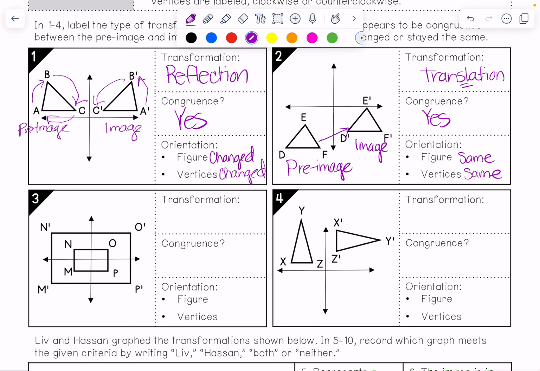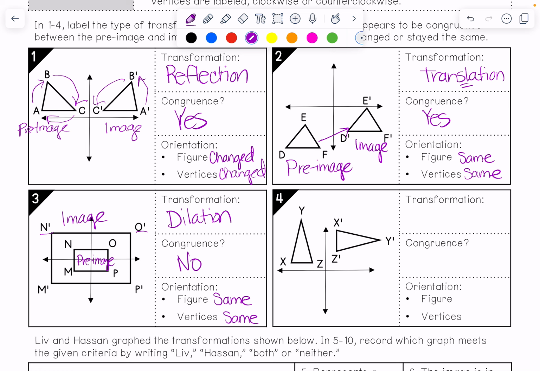On this transformation, we have two rectangles. The smaller rectangle is the pre-image, and then we have our primes. Okay, so rectangle M prime, N prime, O prime, P prime. That's our image. And so this transformation, notice the size of our figure changed, and so this is called a dilation. And so these two rectangles are no longer congruent. They are the same shape, but they are no longer the same size. Now, if we look at the orientation, the figure is still facing the same direction, and the vertices are also ordered in the same direction as well.